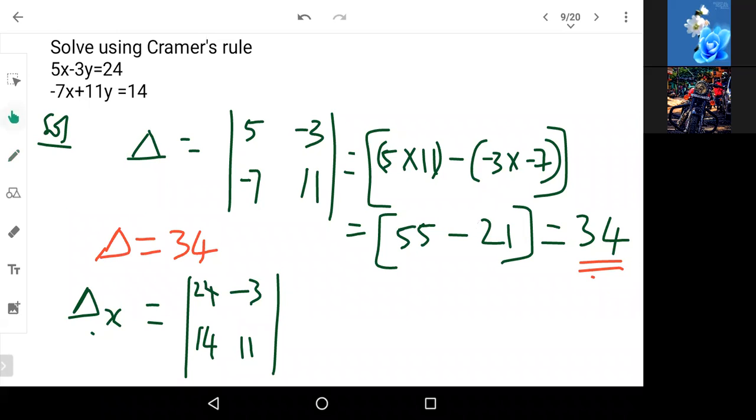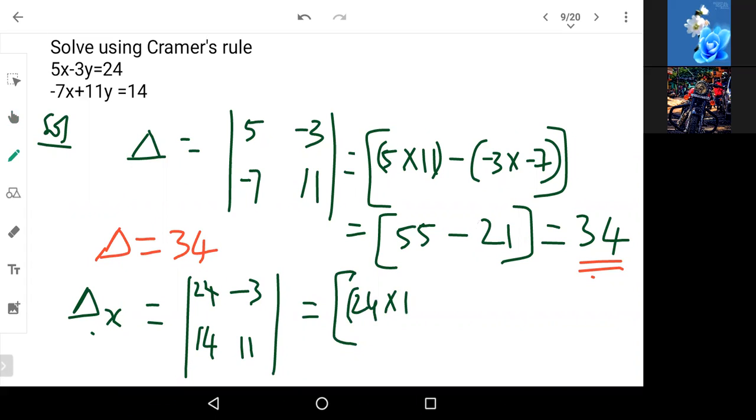You are only changing the first column. This is column. Top to bottom is column. Left to right is row. So you are changing the first column, that is top to bottom. So that will change to constant. Now solve this and say me the value of delta x.